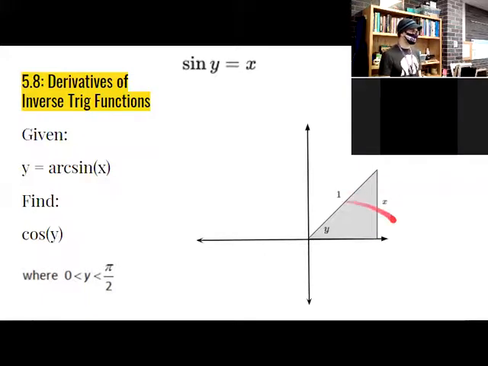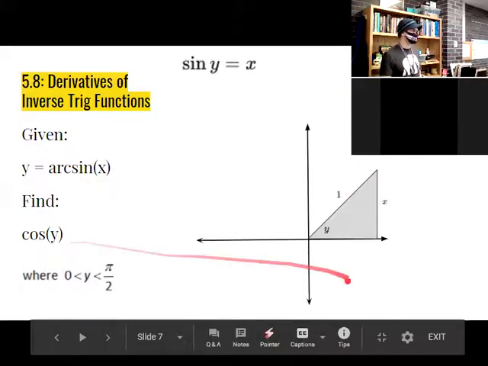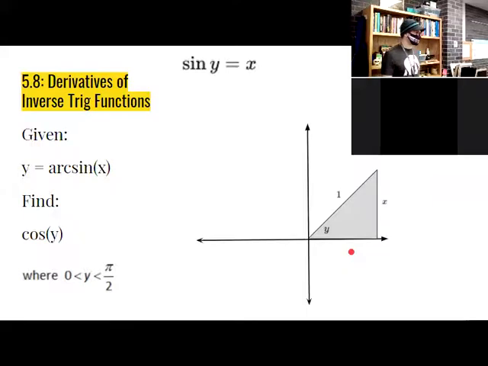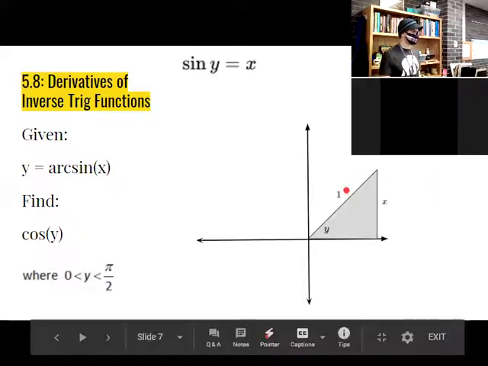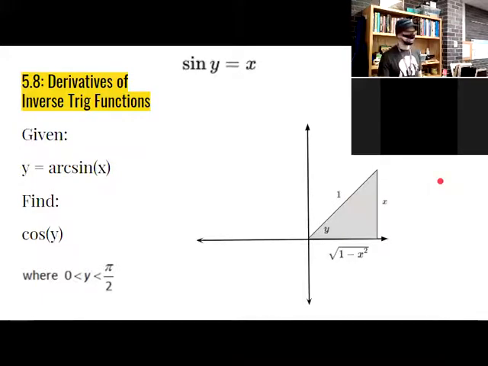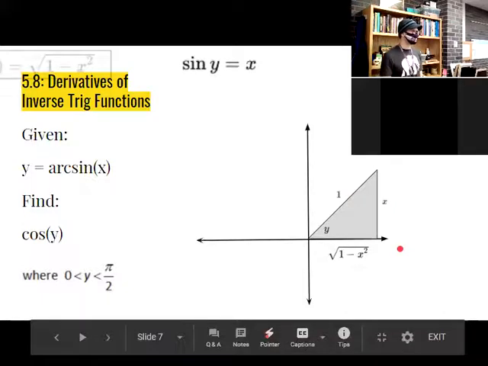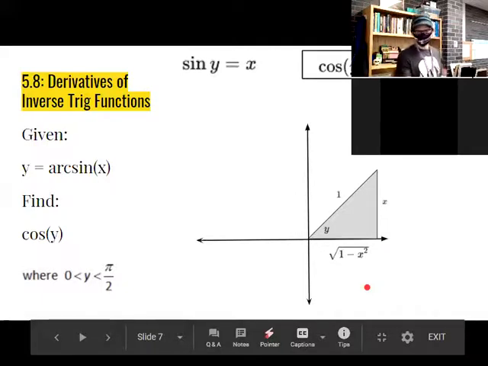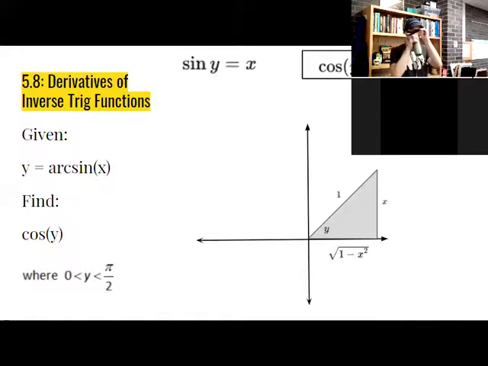Now that I know two sides of the triangle, I can figure out cosine of y. I just have to solve for this third side. This third side is going to have a variable expression to it, so it's probably the Pythagorean theorem. It should be the square root of 1 minus x squared. And because of that, pow, we can say cosine of y equals the square root of 1 minus x squared. Doing pretty good on this.